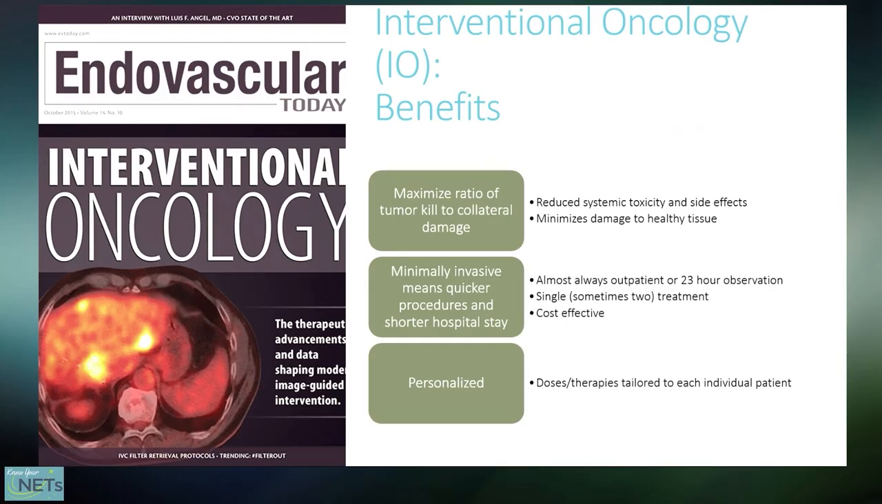So what are the benefits of interventional oncology, or IO? The benefits are that because we are really able to be targeted with our treatments, we can maximize the ratio of tumor kill or damage to collateral damage. If we can hone in on very specific parts of the body, we can give much higher amounts and reduce the systemic side effects, when you compare it to just giving it through an IV, for example. That really allows us to minimize the damage to the healthy tissue.